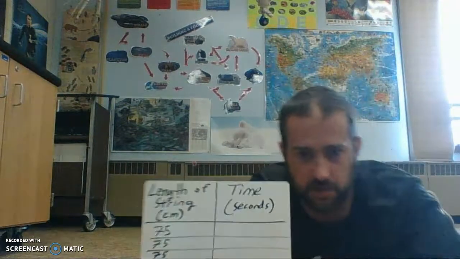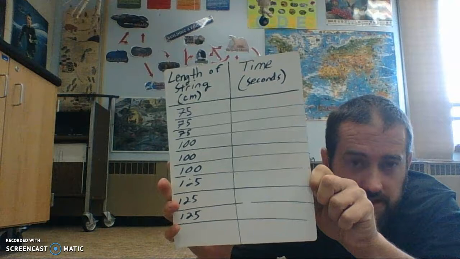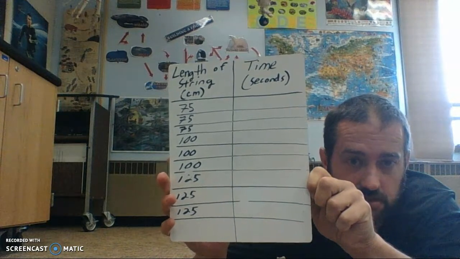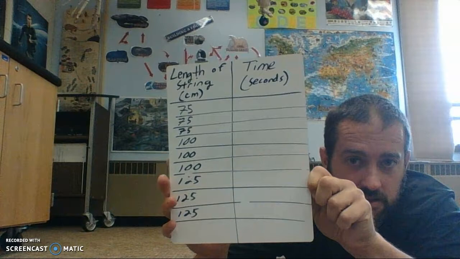So let's take a look at this data table. Look something like this. Length of string, independent variable. I increased it by 25 centimeters each time. Record time in seconds.